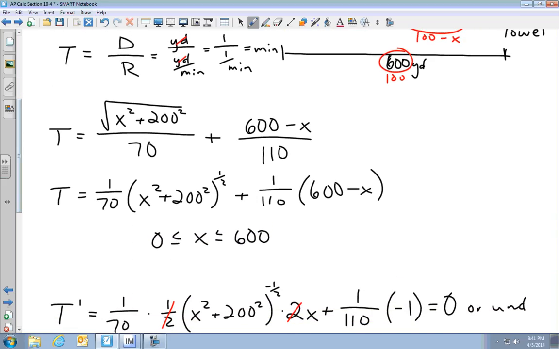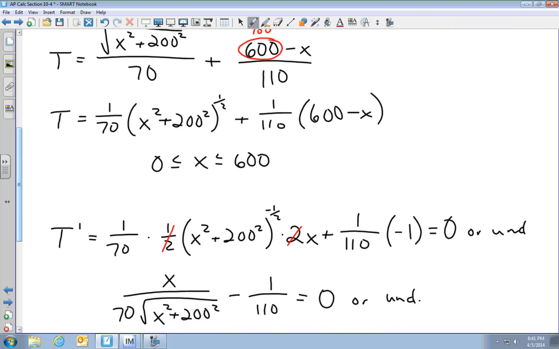And that changes our equation then over here. This becomes, instead of 600 minus x, this would be 100 minus x. And of course it changes in the next line here. This would be a 100. Our domain, of course, would change because now we're not going to walk 600 yards, obviously, because of the fact that the towel is only 100 yards away.